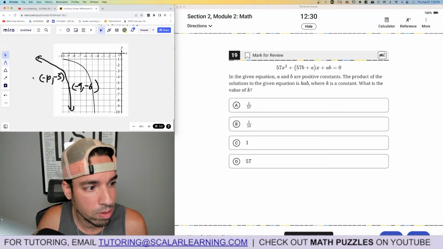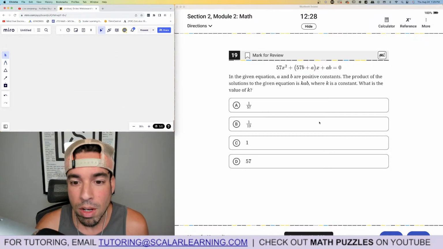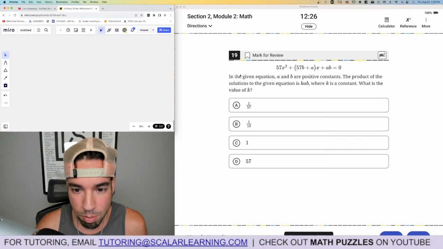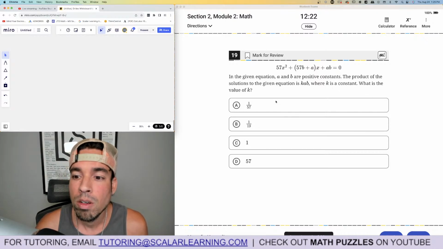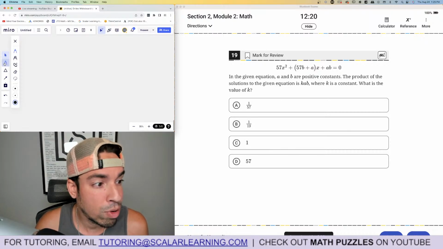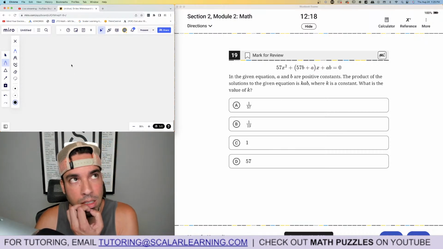I know it looks like I have a lot of time, but I remember this one's tough. In the given equation, A and B are positive constants. The product of solutions is K, A, B, where K is a constant. What is the value of K? Oh, this is the product, no, that's the sum of solutions. Never mind.